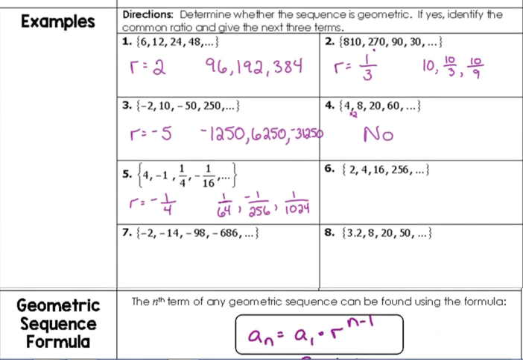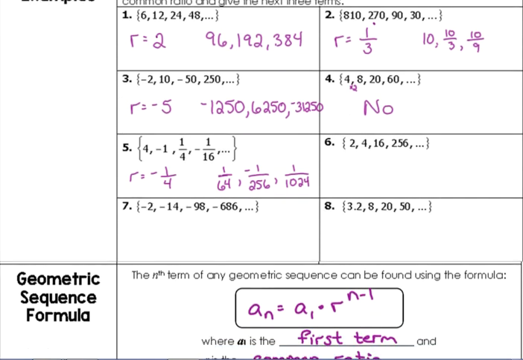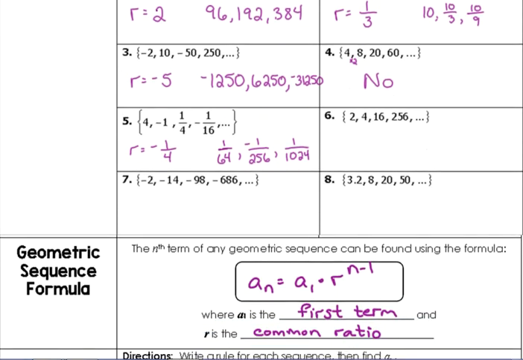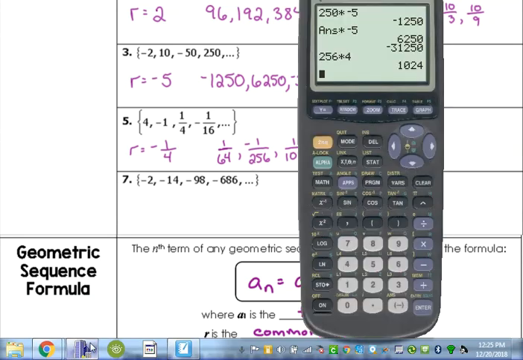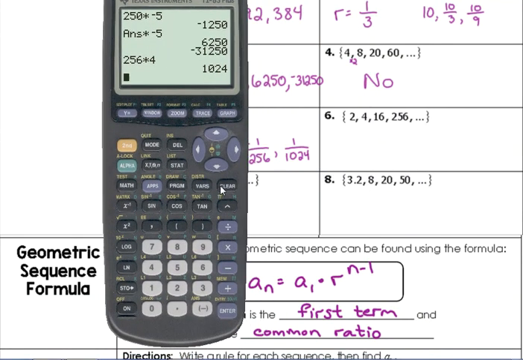Let's just look at one more. Let's look at number 8. I think pretty obvious what's going on here, but number 8's a little bit weird because we start with this decimal and we get 8, we get 20, we get 50. So let's just see. It's not very obvious what we multiply by, so the easiest way to do it is just to take a term and divide it by the previous term. So 2.5, let's see if the same is true for the next 2. Yep. And then 50 divided by 20 is also 2.5.